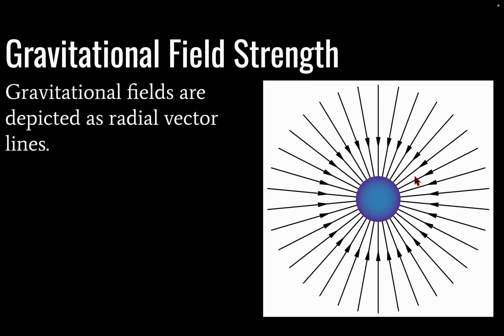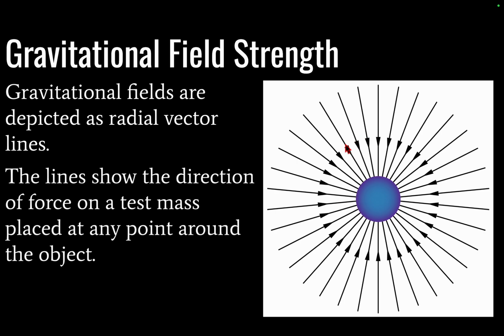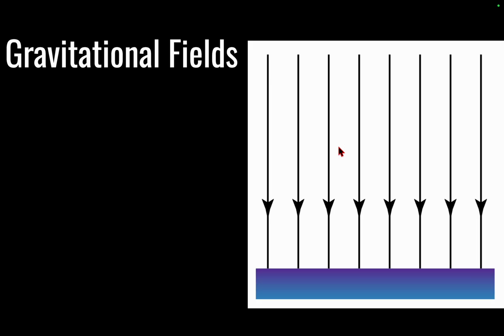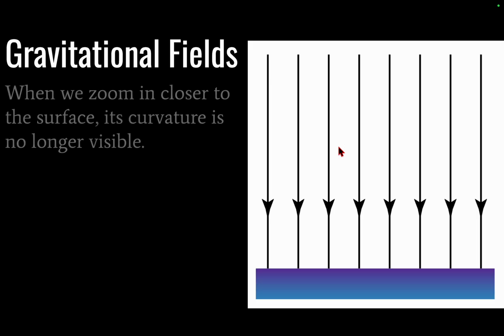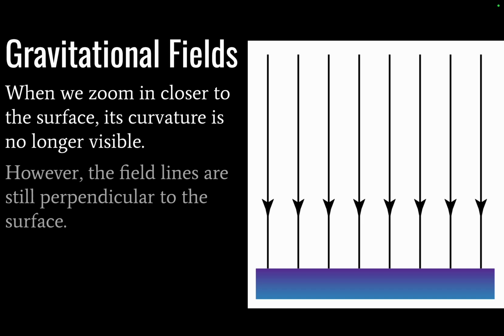Okay, so these gravitational fields are depicted as these radial vector lines surrounding an object with mass. And the lines, the arrows specifically, show the direction of force that a test mass will feel if you place it anywhere around this object. Okay, so we can see that the force is going to be attractive. If we zoom in on our circle, we'll find that the curvature is no longer visible, but our field lines are still perpendicular to the surface.